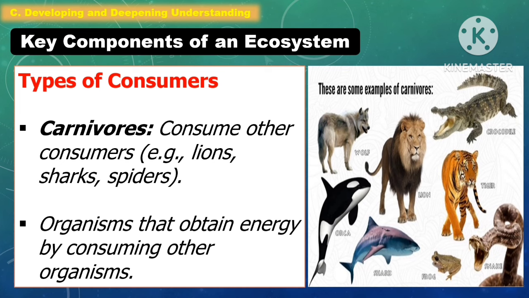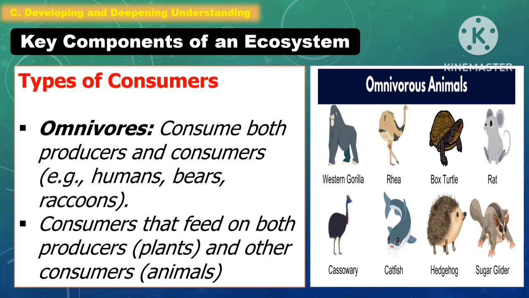Another type of consumer is the carnivores. It consumes other consumers. For example, the lion, sharks, and spiders. Organisms that obtain energy by consuming other organisms. Another type of consumer is the omnivores. It consumes both producers and consumers. For example, the humans, bears, and raccoons. Consumers that feed on both producers, which are the plants, and other consumers, which are the animals.